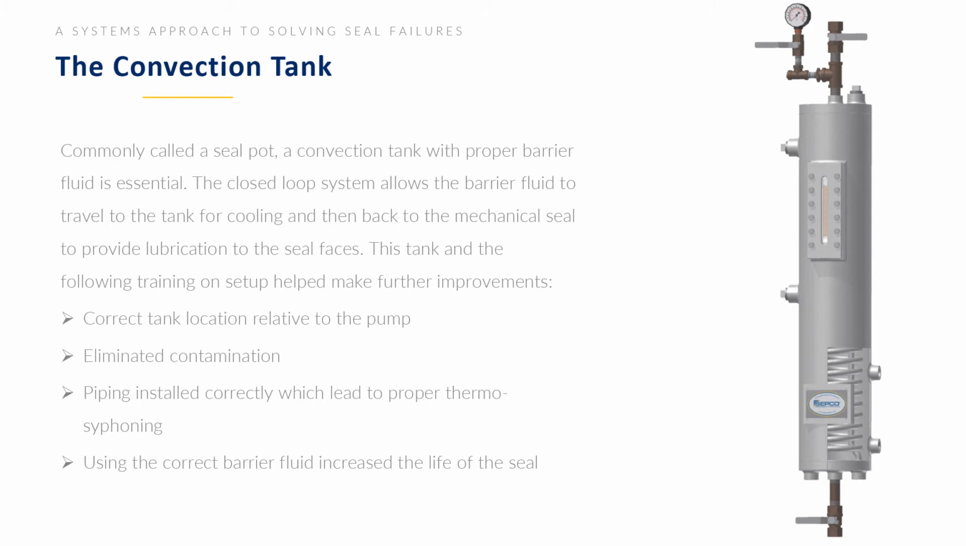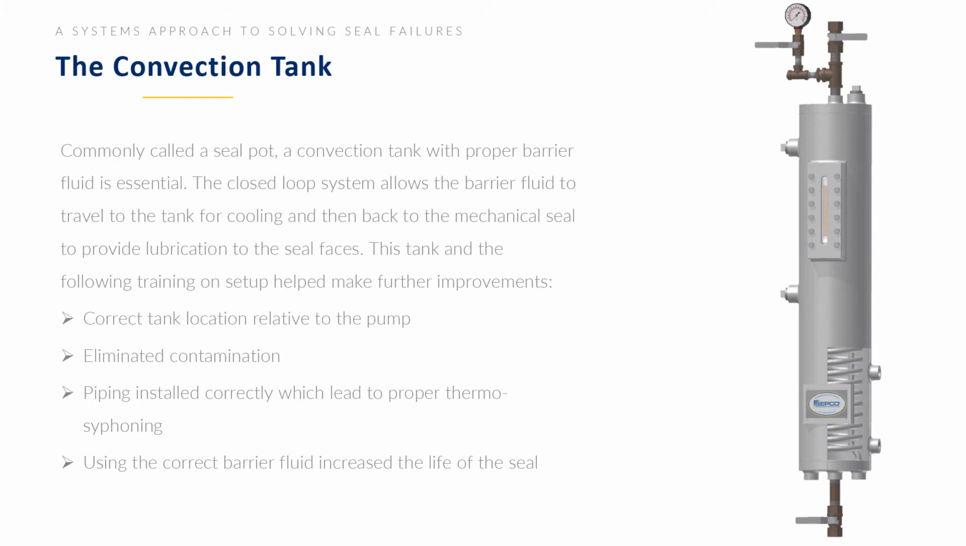This tank and the following training on setup helped further make improvements. What we did there was we put the tank on the correct side of the pump, located it within the correct distances from the center line of the shaft, up 12 to 30 inches, no more than 4 feet away. The seal pot was about 8 feet away from this pump.